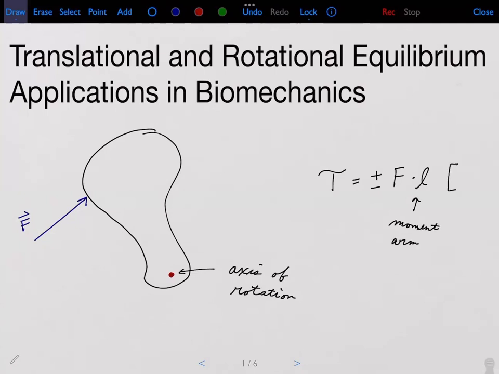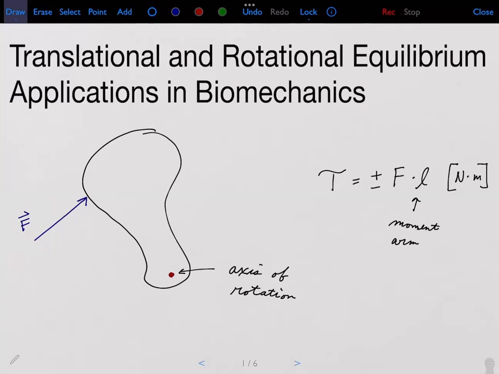And the units, since it's a force, that's in newtons if I use SI units, and the moment arm is a length, it's in meters. So the units of torque are newton meters, if we're using SI units. Okay, so what is this moment arm? How do I figure out this moment arm?